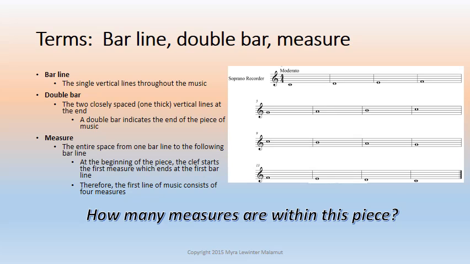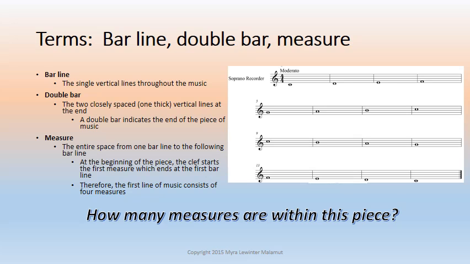A double bar occurs when you have two closely spaced, often one is thick, vertical bar lines, and it's at the end. So a double bar indicates the end of the piece of music. So if you go all the way to the end of our C major scale, the end of the fourth line, you see the double bar, and that indicates the end.